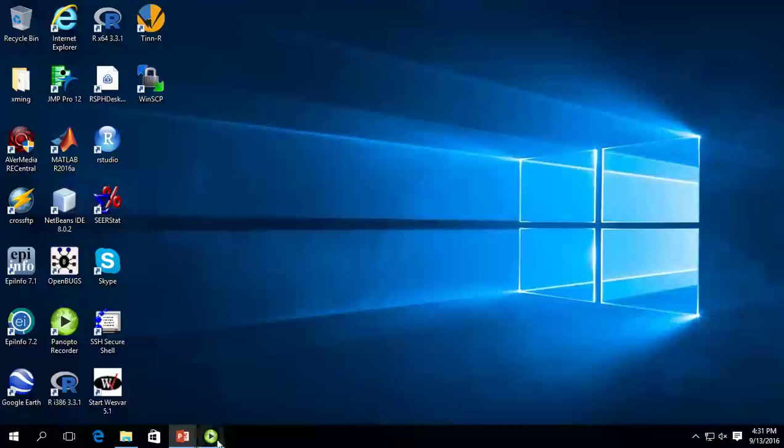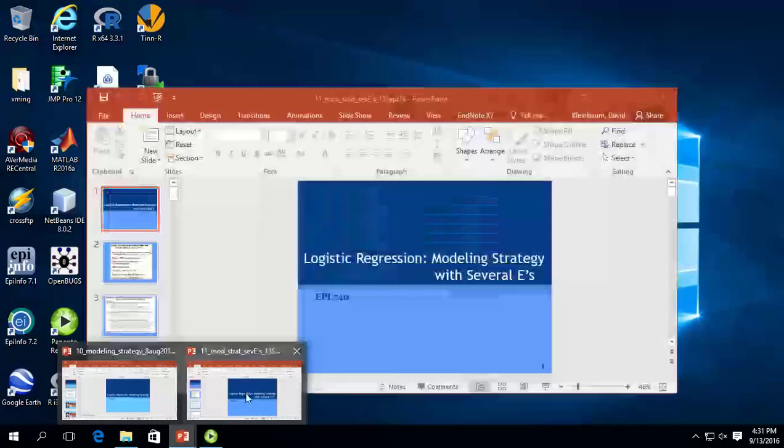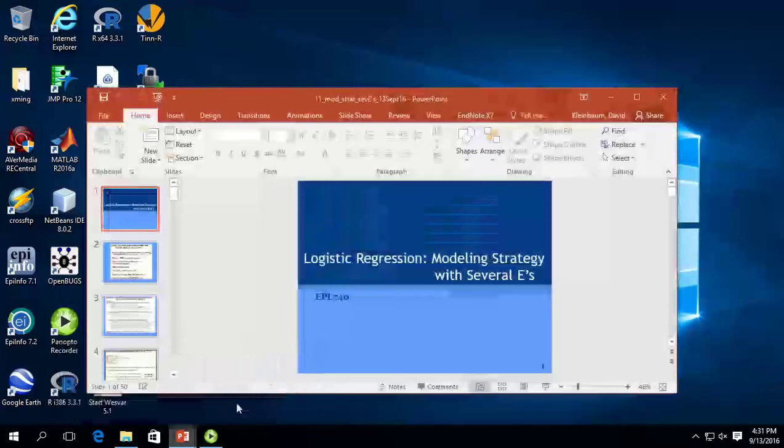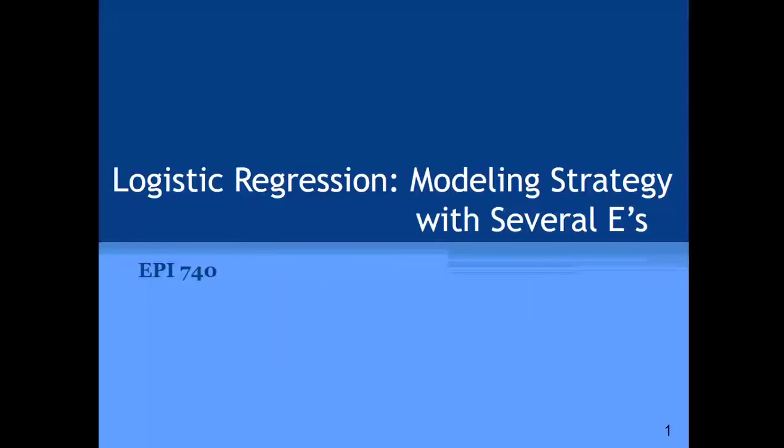So I want to go to the next topic, which is more complicated. Here we go. This is the one that's maybe going to give you some, I don't know what the right word is, conniptions? You heard that expression? I'm not sure. Modeling strategy with several E's. And this is what I'm going to spend the rest of the time talking about.